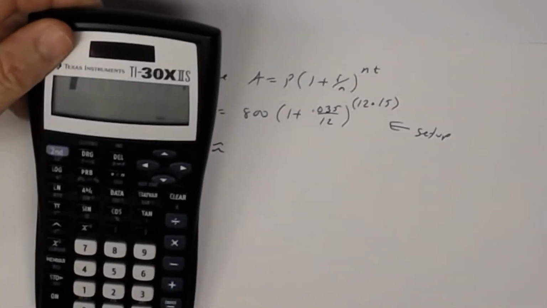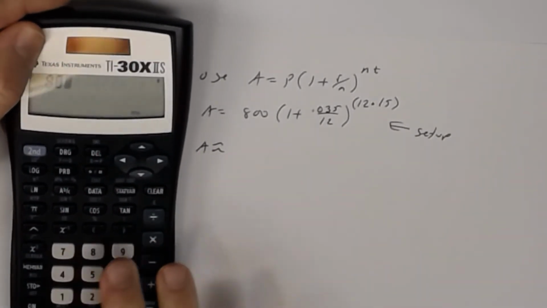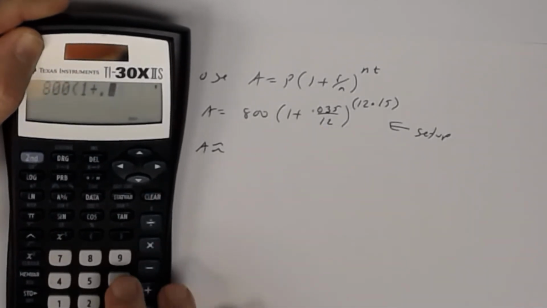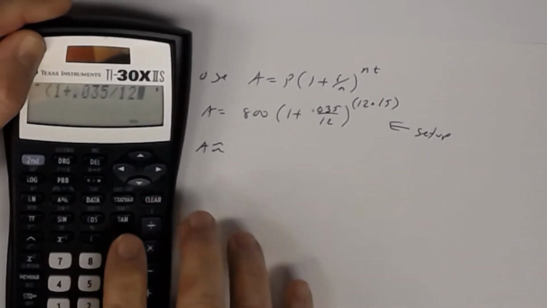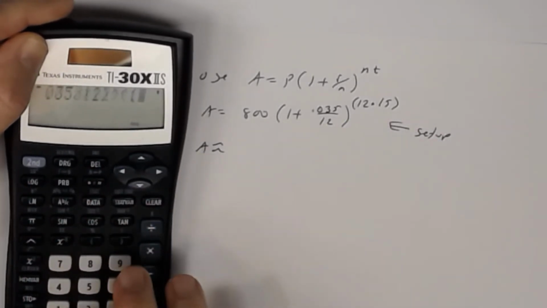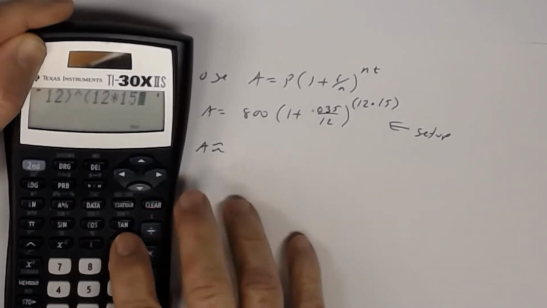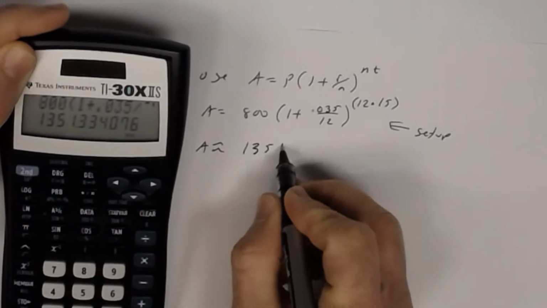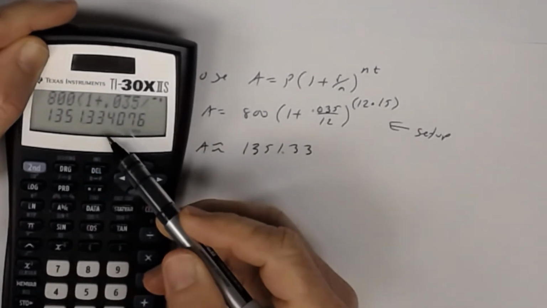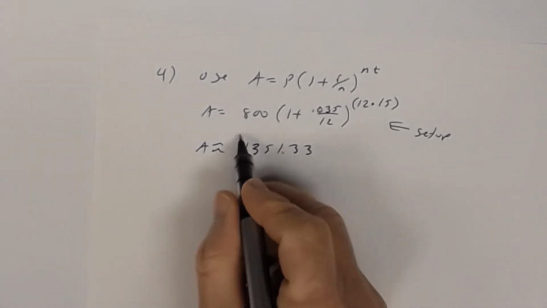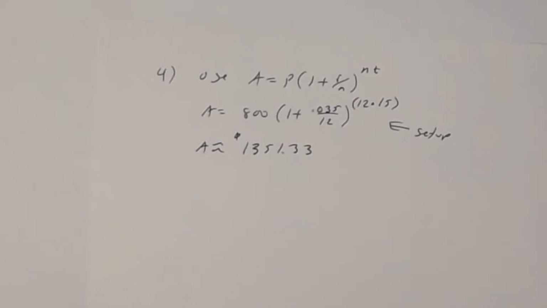all right, so let's see what we get. So we're going to say 800 times 1 plus 0.035 divided by 12, close the parentheses. I'm going to raise that to parentheses, 12 times 15, just like that, close the parentheses, and then press equal, and you get 1351.33. So notice the 4 is less than 5, so 3 stays 3. All right, so there's your accumulated value. That's number 4.